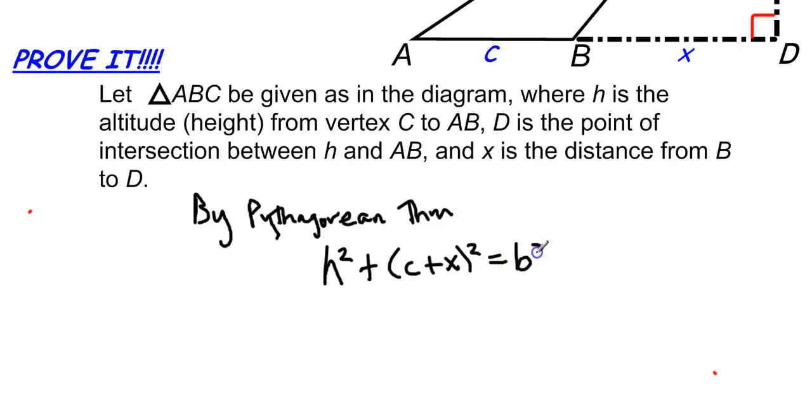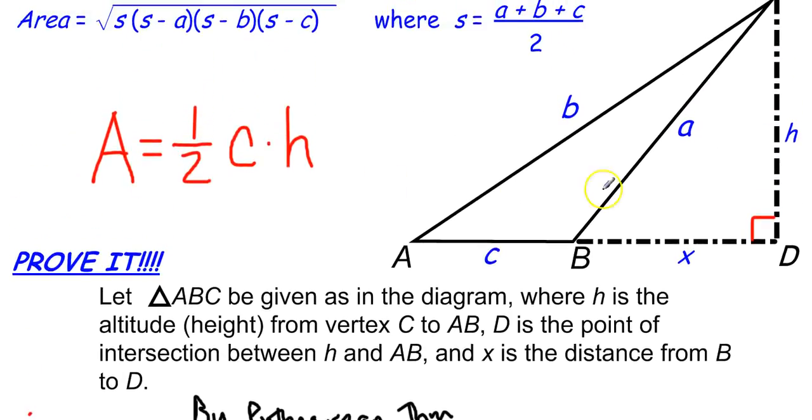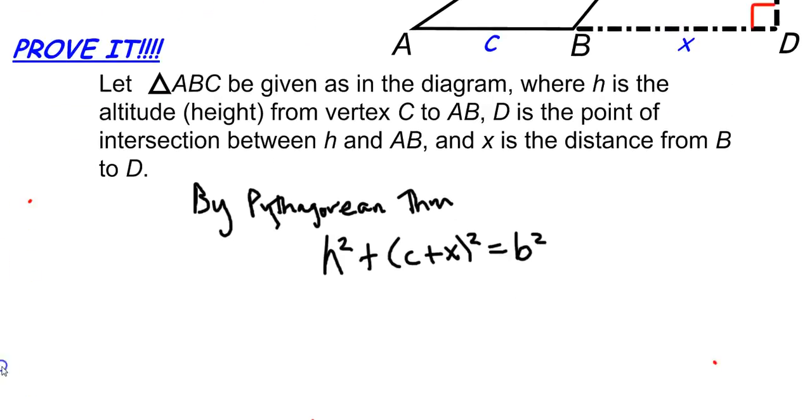The next thing is we want to deal with the smaller triangle, and we're going to use Pythagorean theorem again. So here we know that h squared plus x squared is going to equal the hypotenuse of that smaller one, which is a squared. So we got a couple different equations going on.